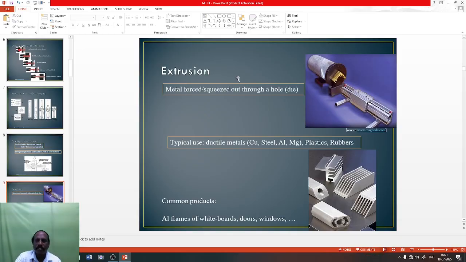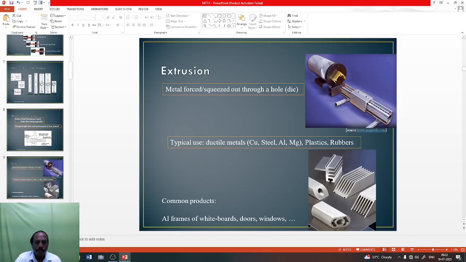And extrusions. This is metal forced, squeezed out through a hole die, so that is known as extrusion. So the metal is passed into a hole and you will get the desired shape. Typical use is ductile metals, that is copper, steel, aluminum, magnesium, plastics, rubber. Common products: A-frames of white boards, door windows, all this can be made here.